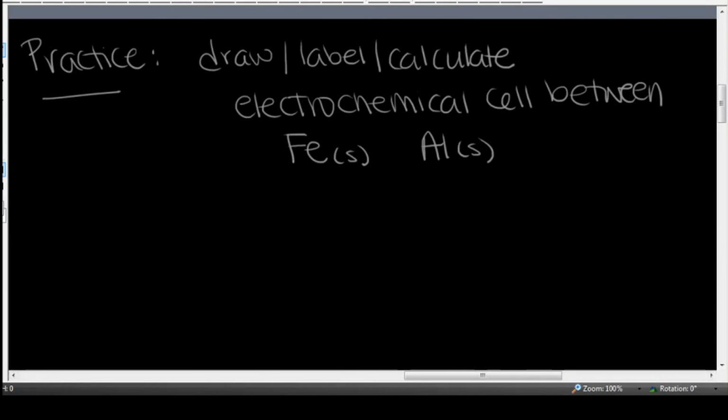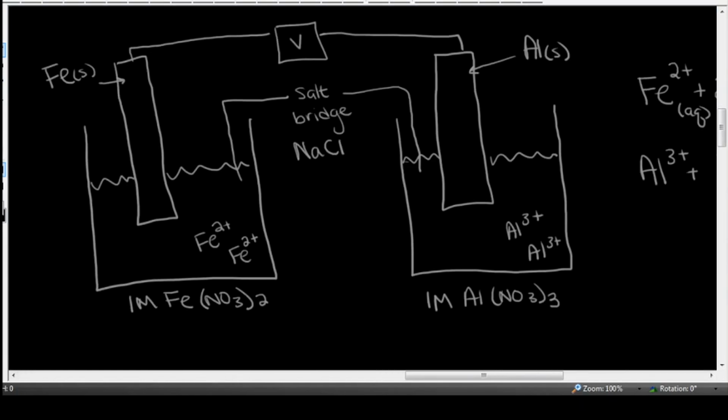So go ahead and pause this lecture now. I'm going to actually pause my recording so you don't have to watch me draw at all, and come back with a diagrammed electrochemical cell, and we'll see if we both come up with the same thing. Okay, welcome back. Here is my setup for this electrochemical cell between iron and aluminum. Let's talk about what's happening and see if you guys agree with me.